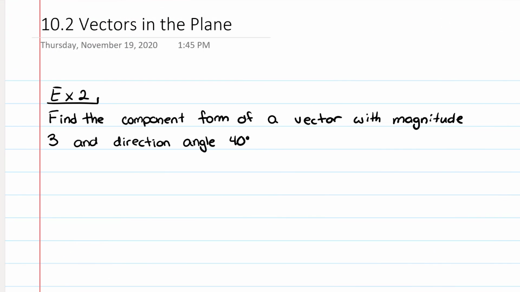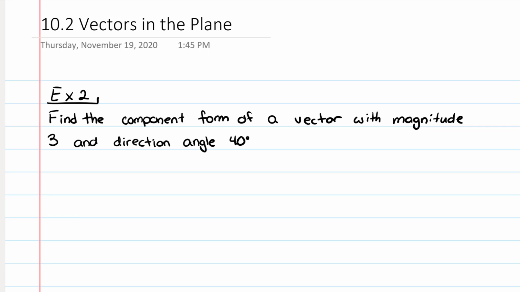10.2 Example 2. In this video, we're going to find the component form of a vector with magnitude 3 and the direction angle of 40 degrees. Previously, we were given the component form and we wanted to find the magnitude and the direction. Now we're given the magnitude and direction and want to find the component form.